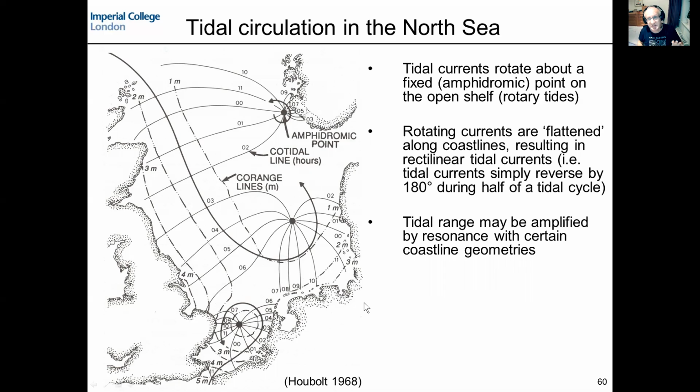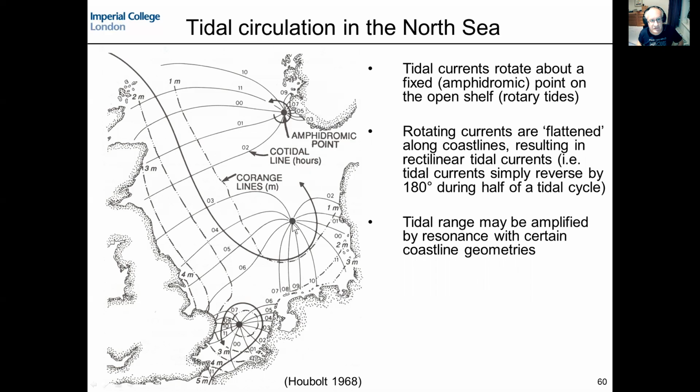And what I'm showing here is a map of the circulation of water due to tides in the North Sea. So here we have the UK, here we have the Netherlands, Germany, Denmark. Here we also have Denmark. So let's start off with these black points. These are locations around which we have a circular motion of the tides over a tidal cycle.